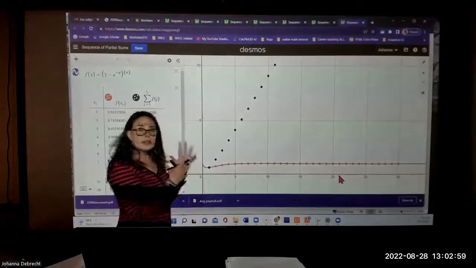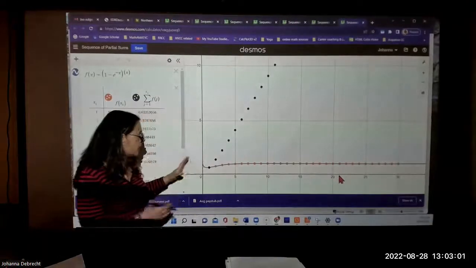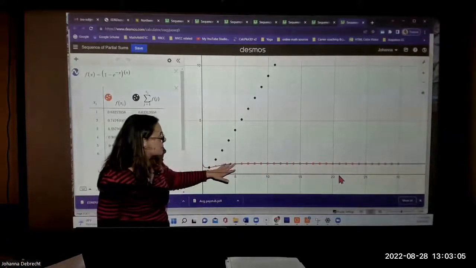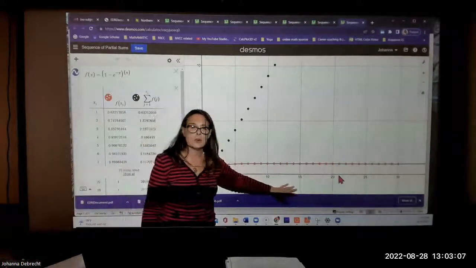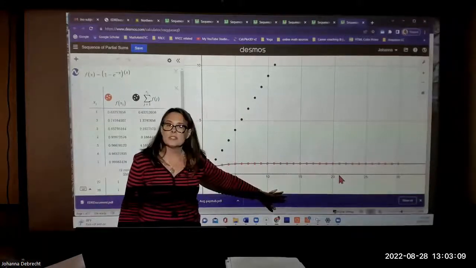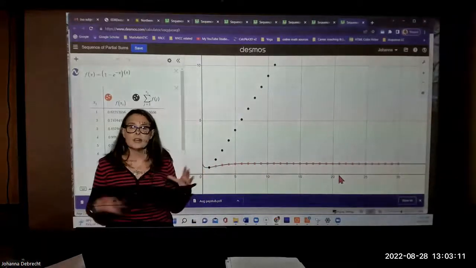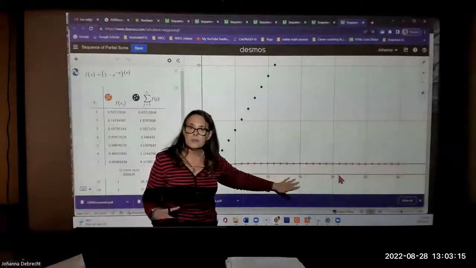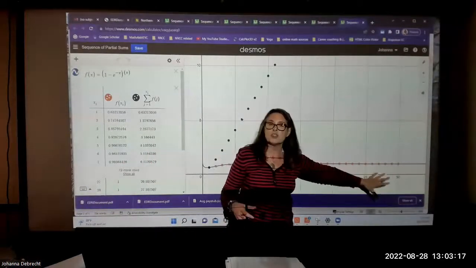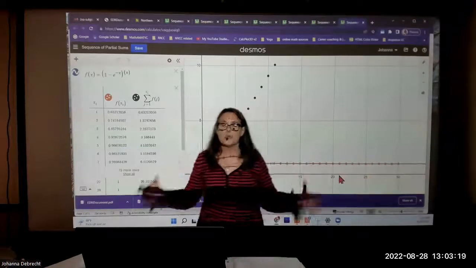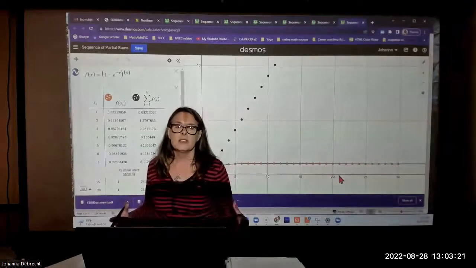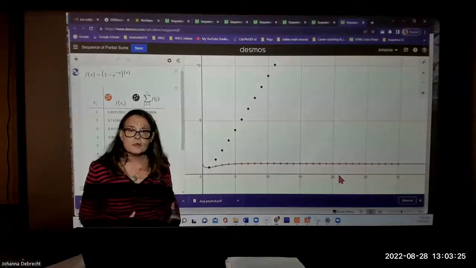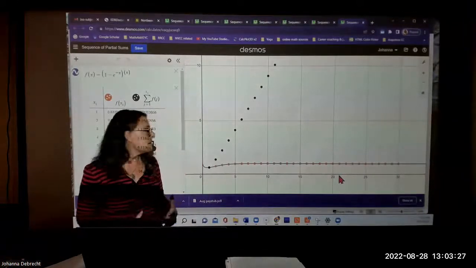Looking at the sequence of partial sums plotter and the sequence itself, it looks to me like the sequence is not going to 0. Well, if the sequence doesn't go to 0, by the divergence test we know automatically it must diverge. Now, this is not a proof because this is only showing me the first 30 values. It doesn't show me the entire sequence. So it's not a proof, but it does give me an indication that probably this series diverges.